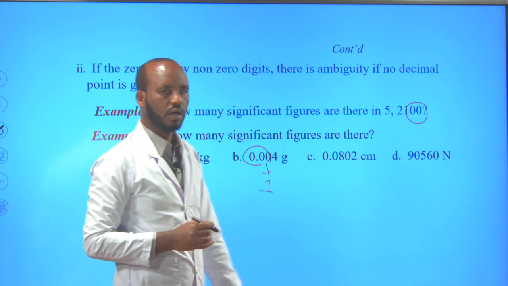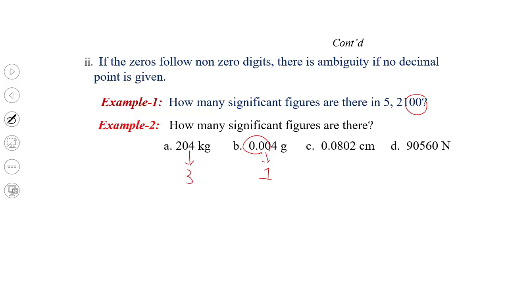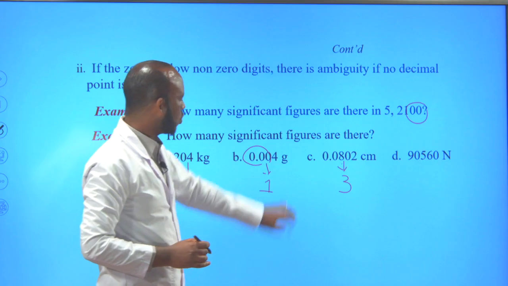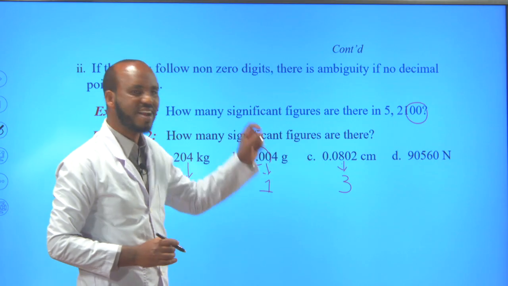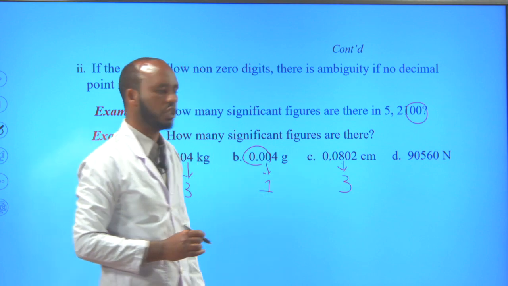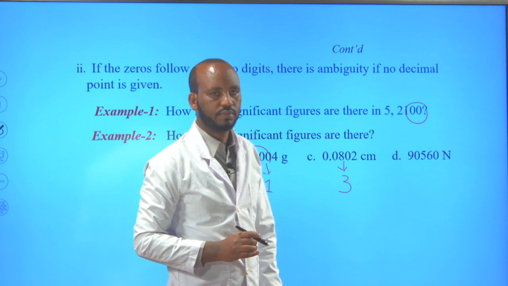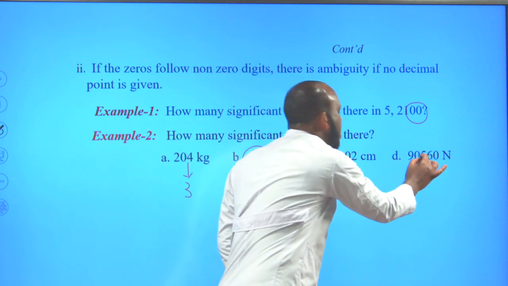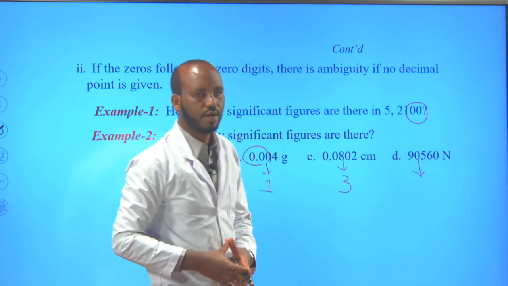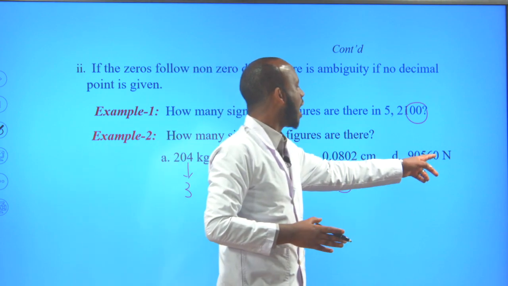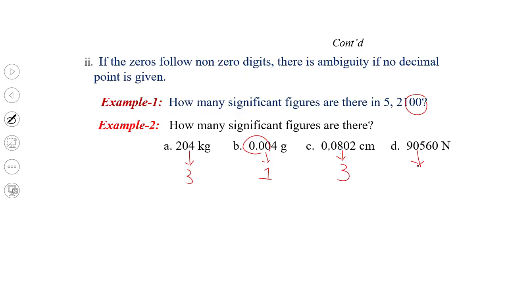0.0802 centimeter. This number has three significant figures. These zeros are not significant because they are not preceded by non-zero digits. 90560 Newton. This is ambiguous. As we said, final zeros are always ambiguous if there is no decimal point. Ambiguous.